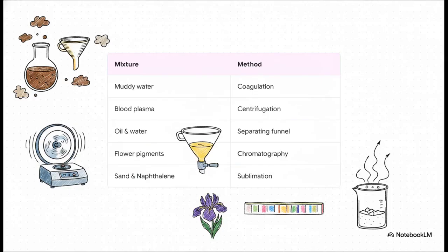So, pulling our whole scientific toolbox together, look at how perfectly these techniques map to real-world problems. Muddy water? We use coagulation. Blood plasma? That needs the high-speed spin of centrifugation. Oil and water? Separating funnels, thanks to gravity. Hidden flower pigments? Chromatography reveals them. And a dry mix like sand and naphthalene? That's easily solved by sublimation. It's like a giant puzzle where every messy mixture has a perfectly engineered solution.